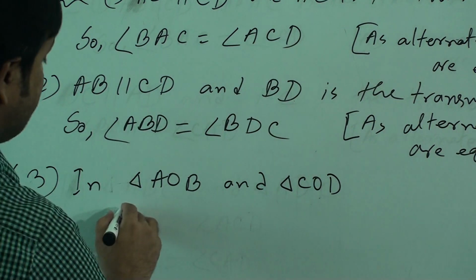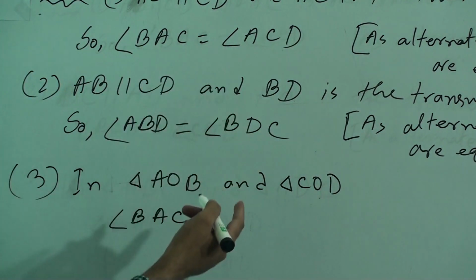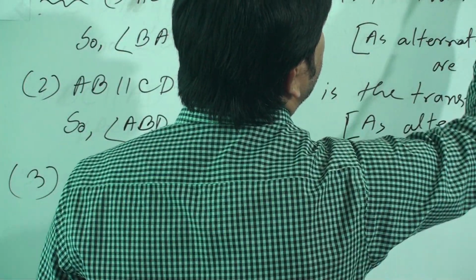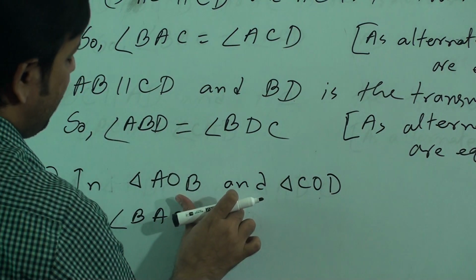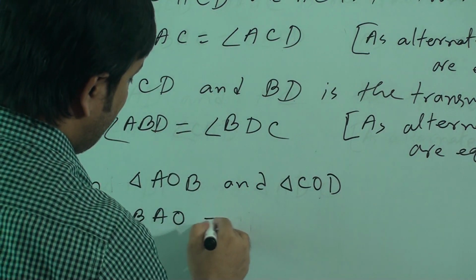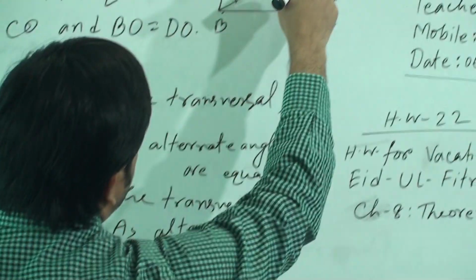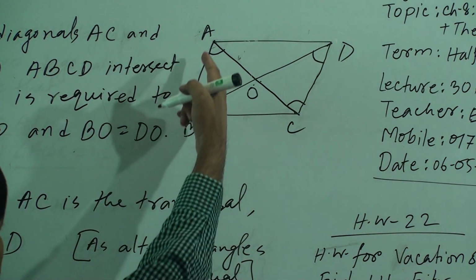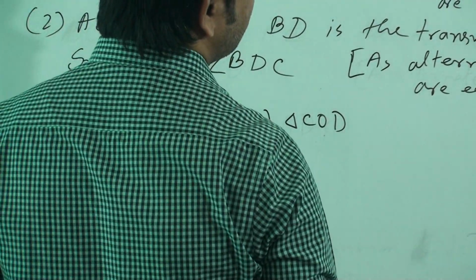Okay, dear students, so we can write angle BAC; we can write BAO also. BAO and BAC are the same, so we can write any one. Angle BAO is equal to angle OCD, or we can write ACD. ACD and OCD are the same, so we can write OCD.